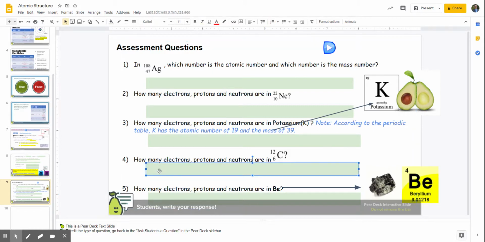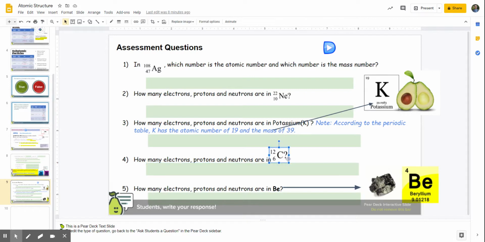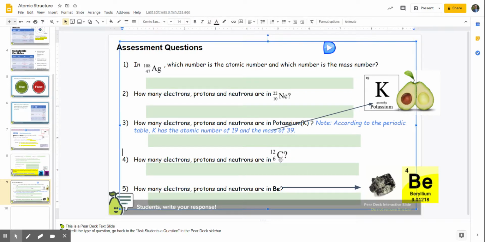How many electrons, protons, and neutrons are in a carbon atom? Okay, so we have carbon here. Again, same process. The lower number is the number of protons. The number on top is the atomic mass. And there's no charge. So again, 6 protons, 6 electrons because it's neutral, and 6 neutrons because 6 from 12 is 6.